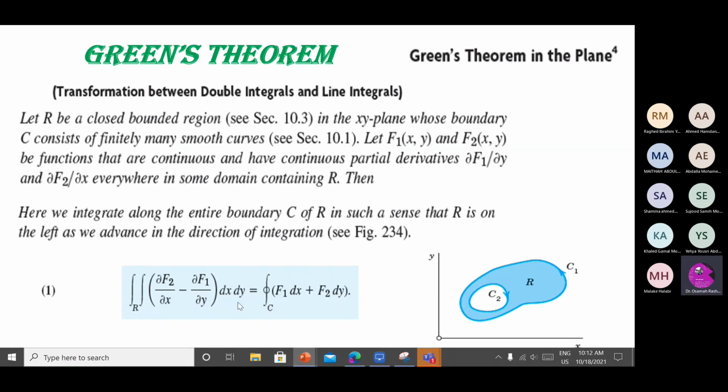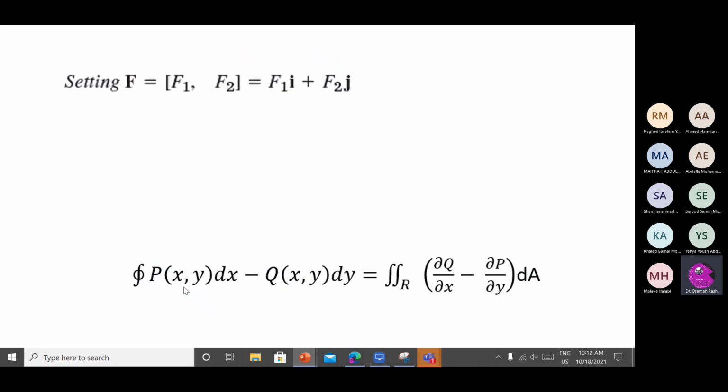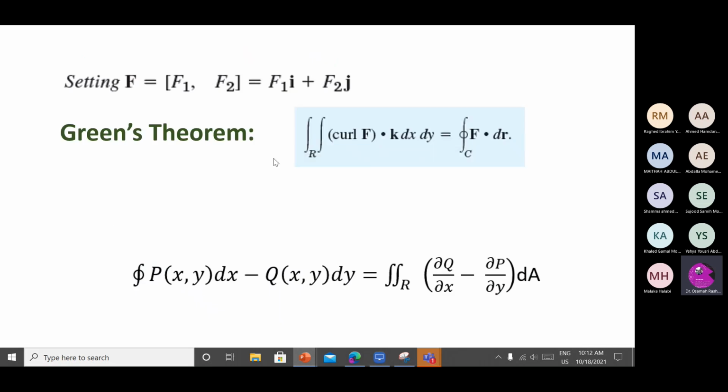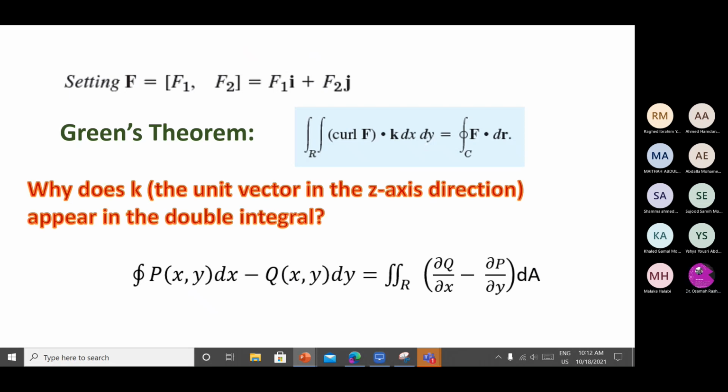The Green's theorem formula for F dot dr is this. This is coming from what? From the determinant of the curl, right? This is why you have this formula as a curl. Okay, so you can write it. Why does k, the unit vector in the z-axis direction, appear in this double integral? Can you explain to me why k? Okay, I will leave it for you.